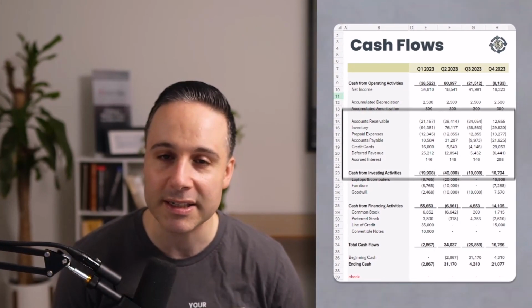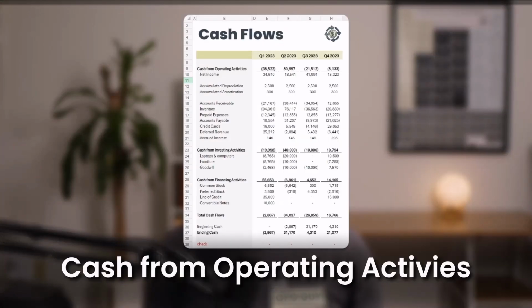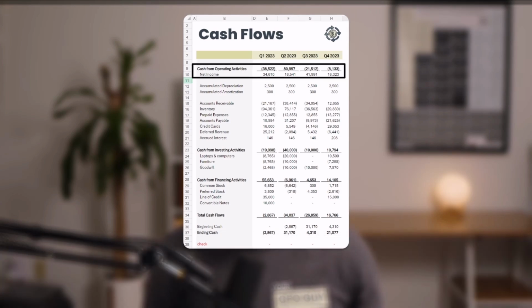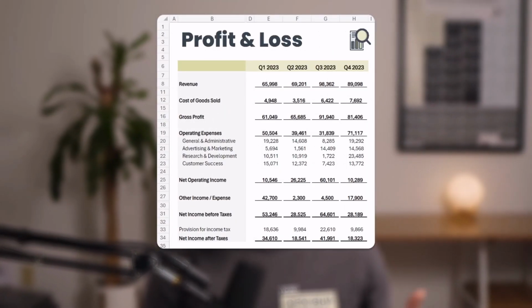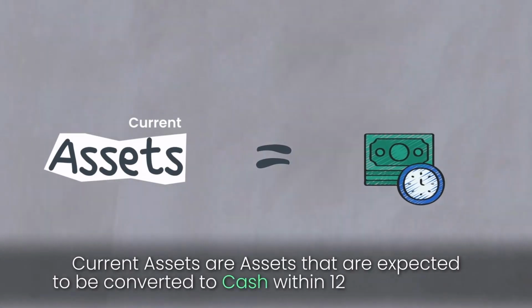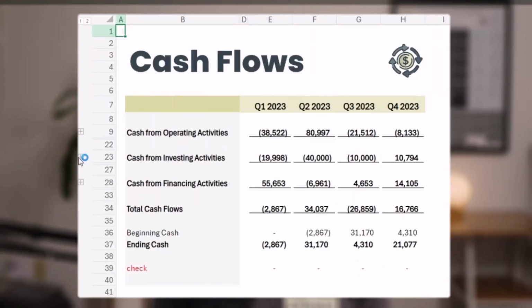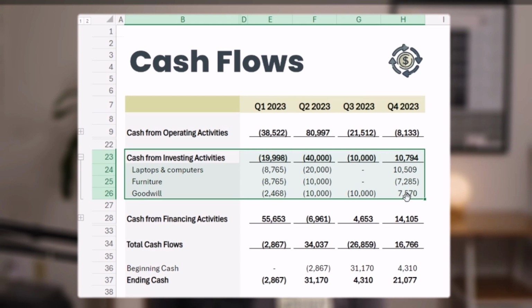Recall that the statement of cash flow breaks things down into 3 sections: cash from operating activities, cash from investing activities, and cash from financing activities. Cash from operating activities includes net income because your profit and loss showcases the net earnings from operating your business. We then want to group the changes in our current assets and current liabilities. Current assets are assets that are expected to be converted to cash within 12 months or less, while current liabilities are liabilities that we expect to pay within 12 months or less. The investing section showcases the net changes in your long-term and fixed assets.